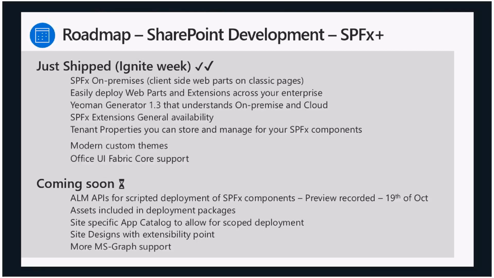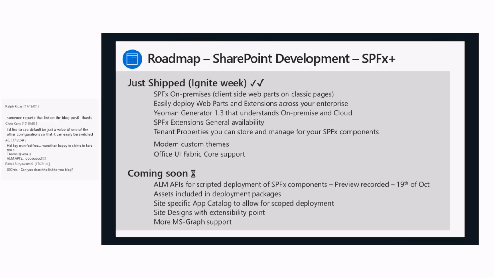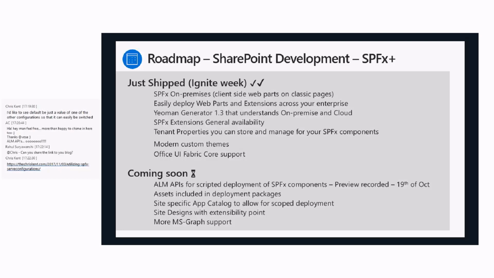But what's coming soon is quite cool stuff. So ALM APIs for scripted deployments of SharePoint Framework components. Essentially, we did a preview of this one on the 19th of October in this call. I'm going to talk about that one in a second in more detail. The second thing, which is super, super cool, and I don't think people actually understand how cool this is until I explain it on the slide, is the assets included in the deployment packages. And it's like, okay, yeah, what does it mean? I'll get to that one in a second. Site-specific app catalog to allow scoped deployments. Let's talk about that one as well. Site designs with an extensibility point. We showed that one at Ignite as well. And then more Microsoft Graph support.